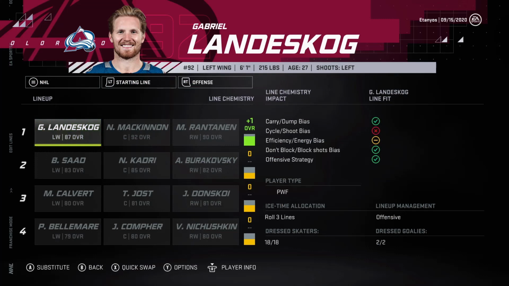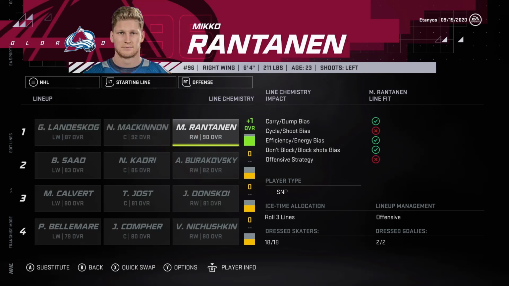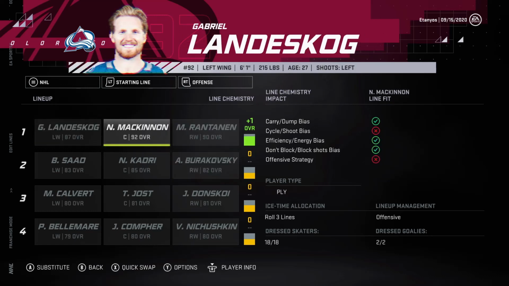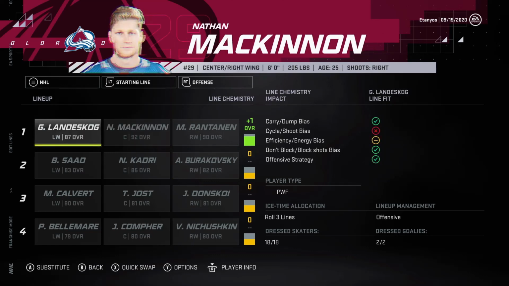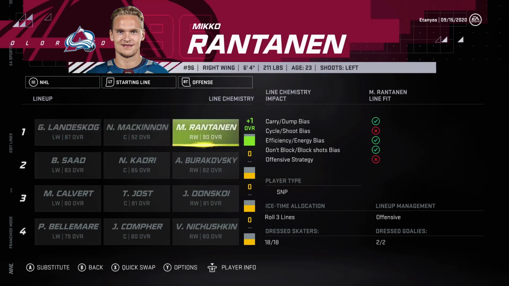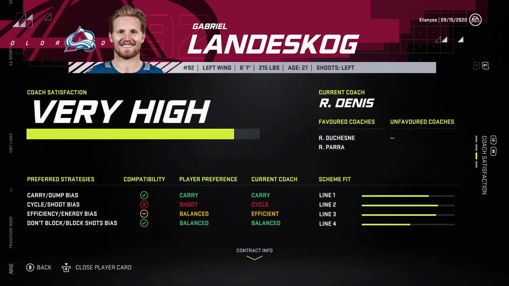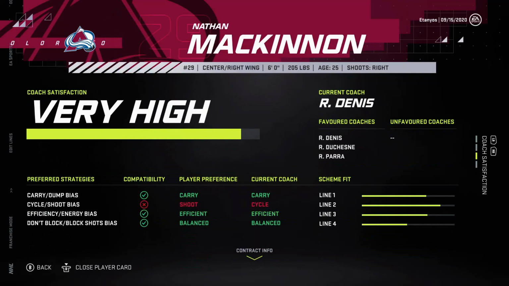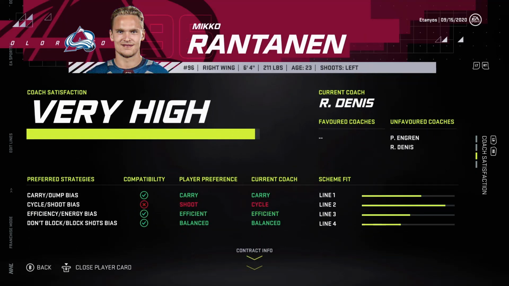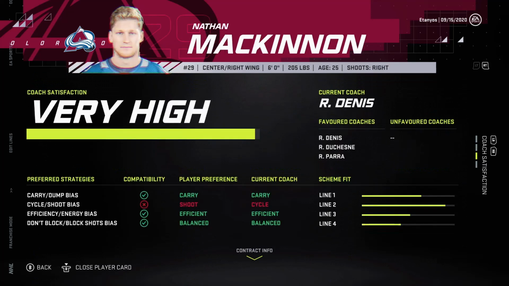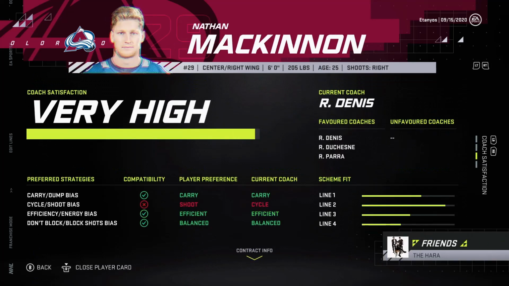Alright, so now that we are in franchise mode and in the lines, you can see right away there are definitely some issues with Colorado. At least we've got a +1 on the chemistry, but you're going to have to take some time, look through player by player, and figure out who fits where, who has the best kind of chemistry. You can see, based on the scheme fit down in the bottom right-hand corner of the screen, who is going to fit where. And yes, at the current moment, Rantanen, McKinnon, and Landeskog all fit best on the second line.